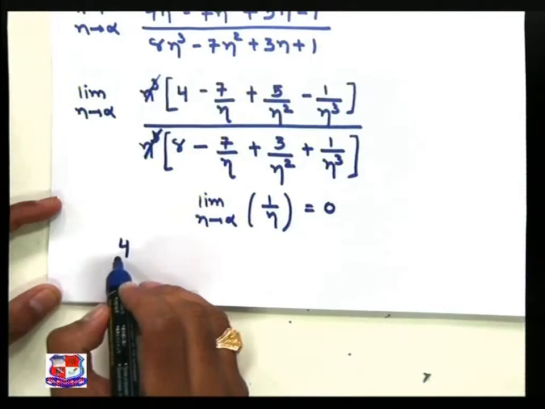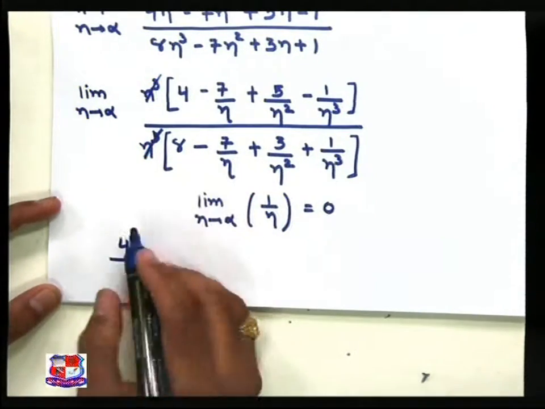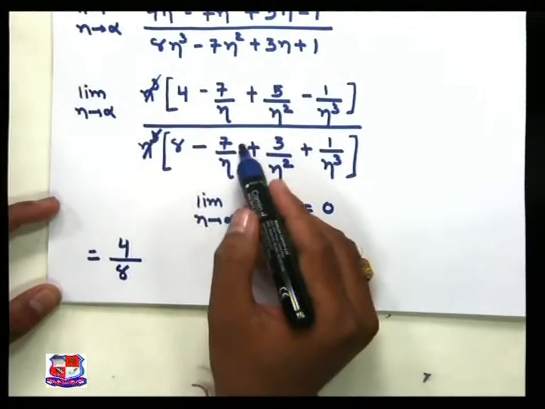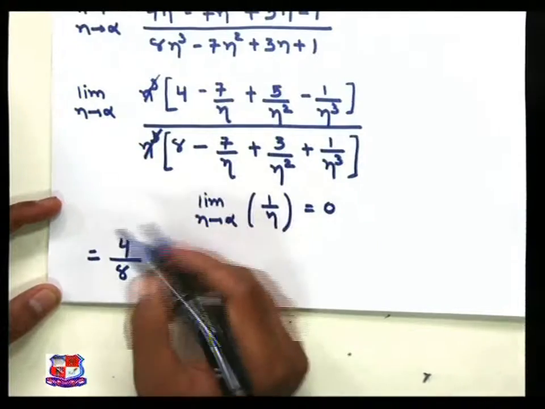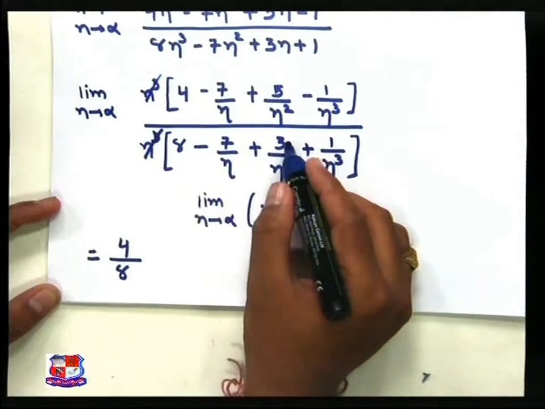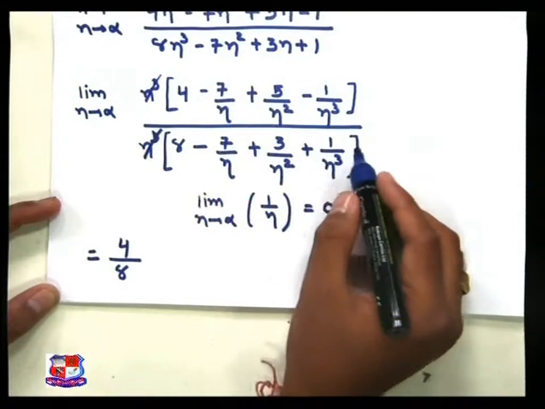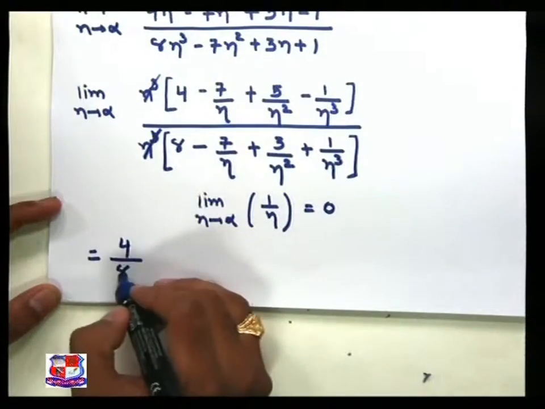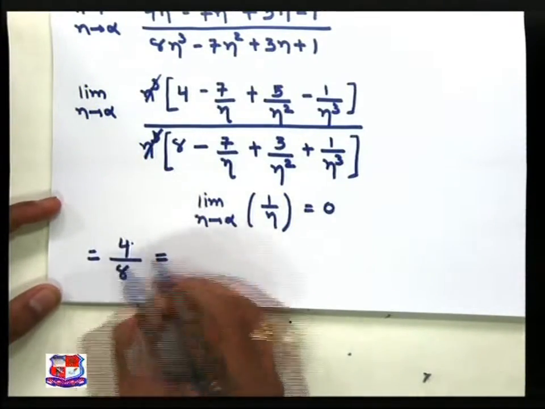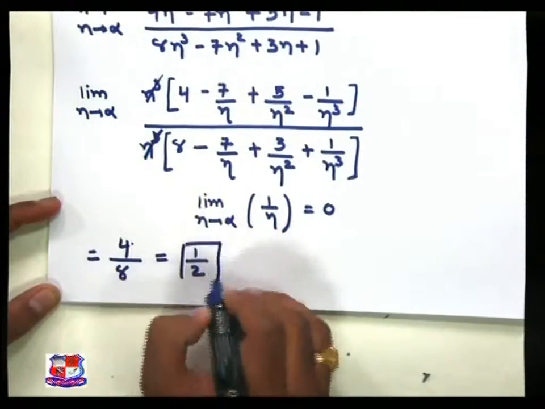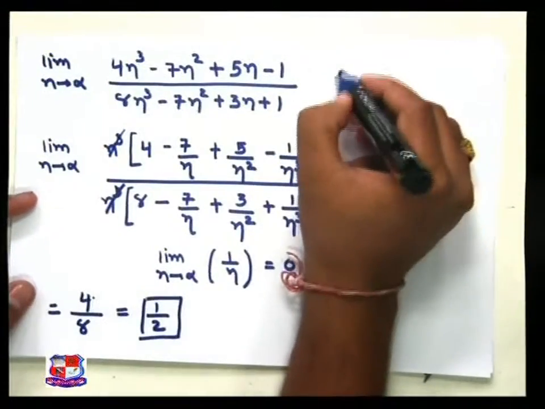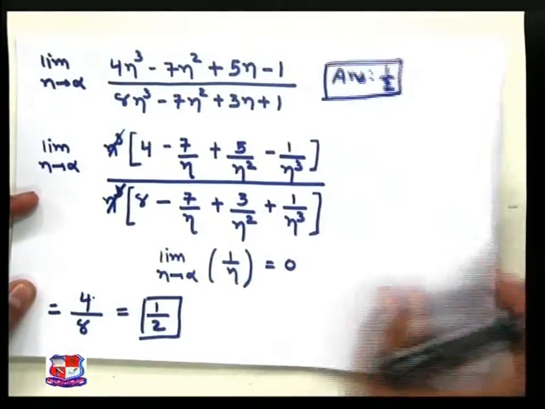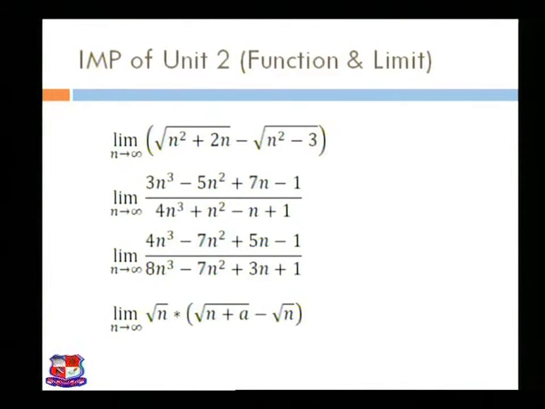so only the remaining term is 4, divided by this 8 as it is, sign equal to. Whenever we place the limit, 7 by n, that is 1 upon infinity, is again 0, here 3 by n square, when we apply the limit, is again 0, and 1 upon n cube is again 0. So only remaining term is 8, and here 4, so 4 by 8, that is 1 by 2, so 1 by 2 is the final answer. We write our answer, 1 by 2. Now we move to our next question.